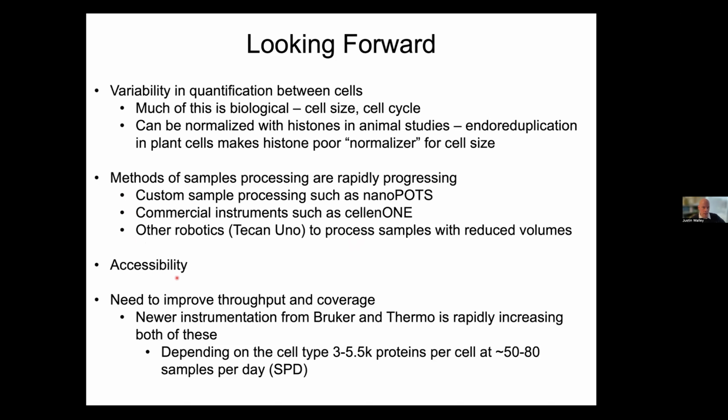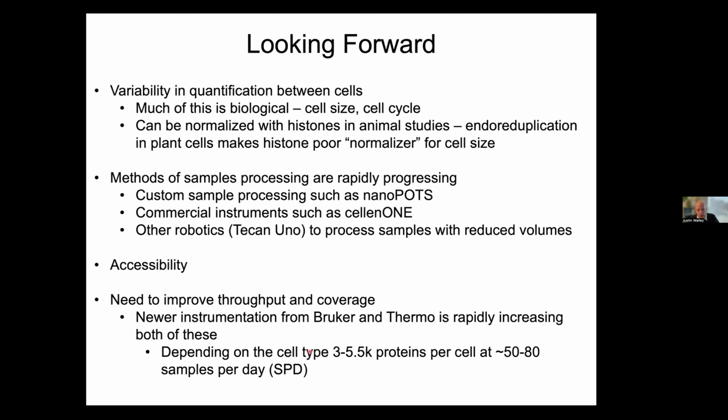But I think the big thing that's got to shift is accessibility. This requires lots of instrument time, especially if the cells or samples are not multiplexed. So mass spectrometer accessibility is an issue that needs to be worked through. And the need for increased coverage or depth of the proteome is realized. But I think again, the throughput is the largest bottleneck currently. And newer instruments from both Bruker and Thermo are rapidly increasing both of these.